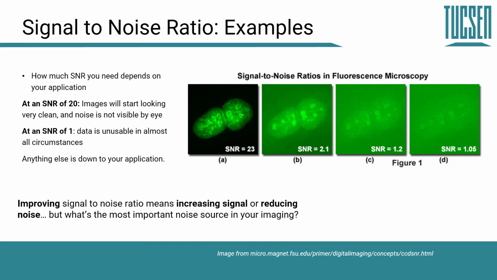So improving signal-to-noise ratio and moving from right to left along this sequence means either increasing signal or reducing noise. But what's the most important factor in this? What do you need to focus on in your particular imaging to make the most difference? What actual noise sources are playing the biggest role? This is something that we can find out by calculating our signal-to-noise ratio and then truly coming to understand what's going on.